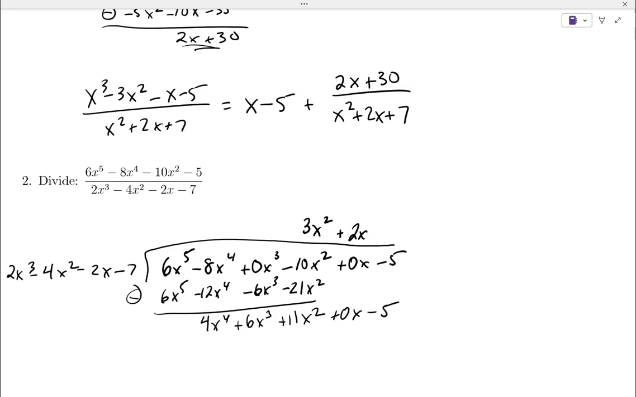Multiply by everything that went into that first polynomial, right? The one that we're dividing by. 4x to the 4th. What's the next term? Next term. Next term. And then we subtract.